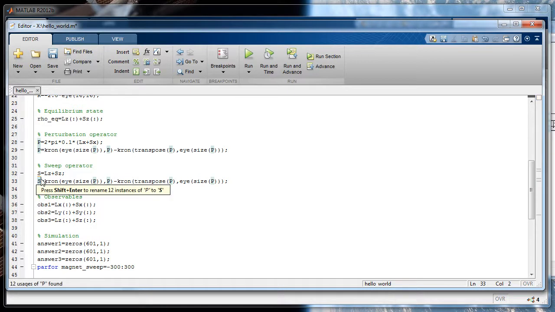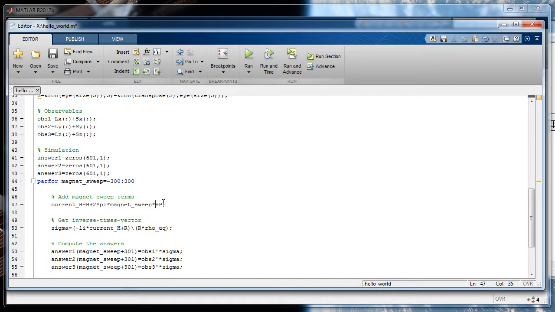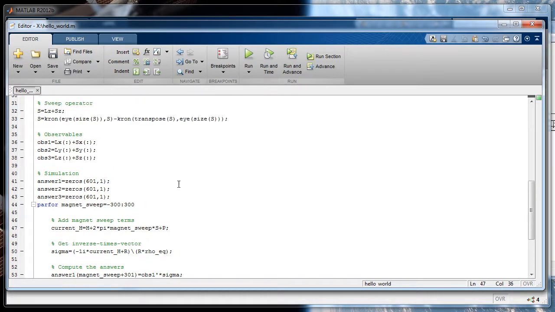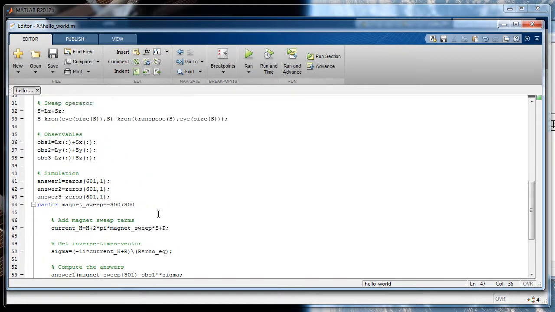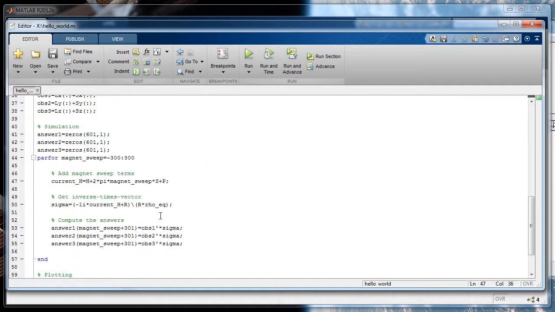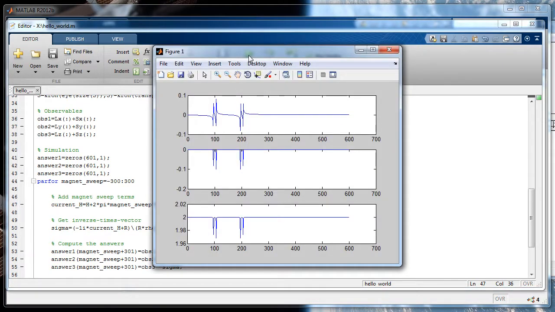Okay, so our new S would be also S, then S, and S, and we need to replace this with S, and that's our sweep operator. So hopefully something is going to work when we do this again. Now row equilibrium, yeah, we stretched. Our observables we stretched, so well, something should work now. There we are, pretty pictures. So that is our X, I think, that is our Y, and that is our Z.